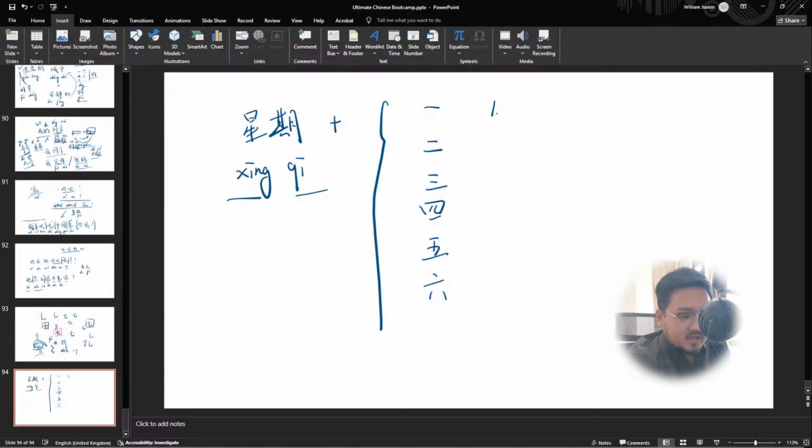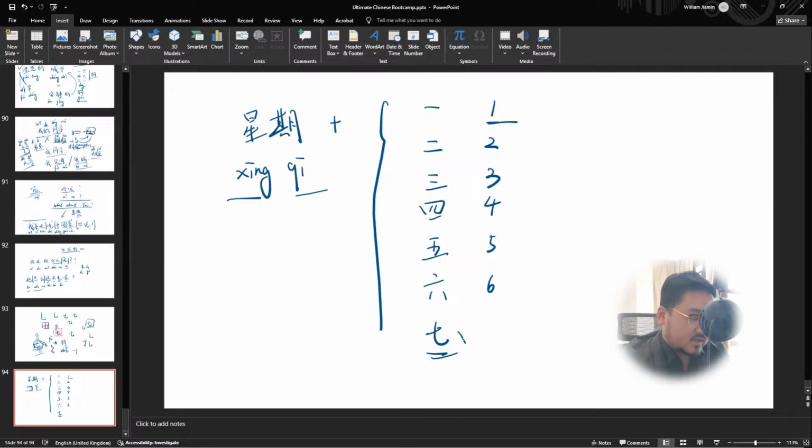Literally this means Monday is the first, instead of just saying Monday, Tuesday, you say the first day of the week, the second day of the week, the third day of the week, the fourth day, the fifth day, and the sixth day of the week. And then you may think that in Chinese, the day of the week is pretty easy. It's easy for you to just use the numbers that we just learned. It's easy to just say, what about 星期七? But in fact, there is no such thing as 星期七.